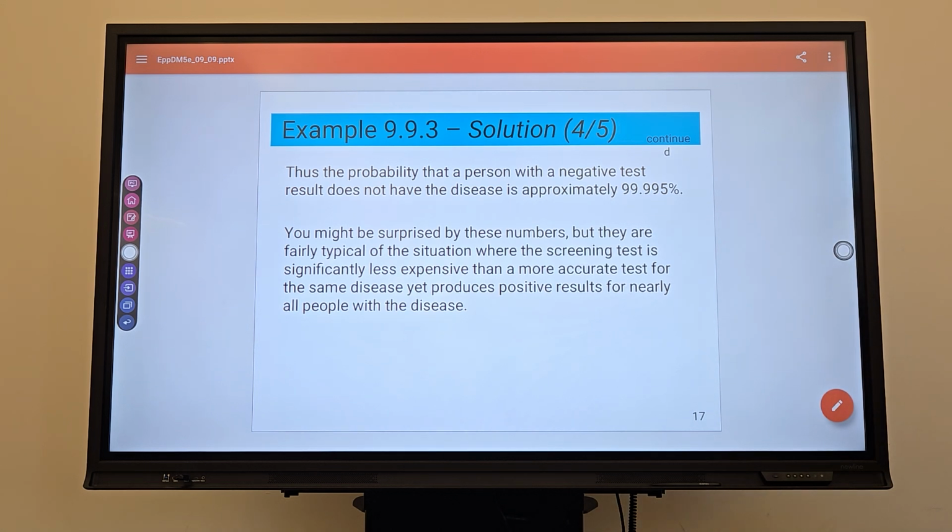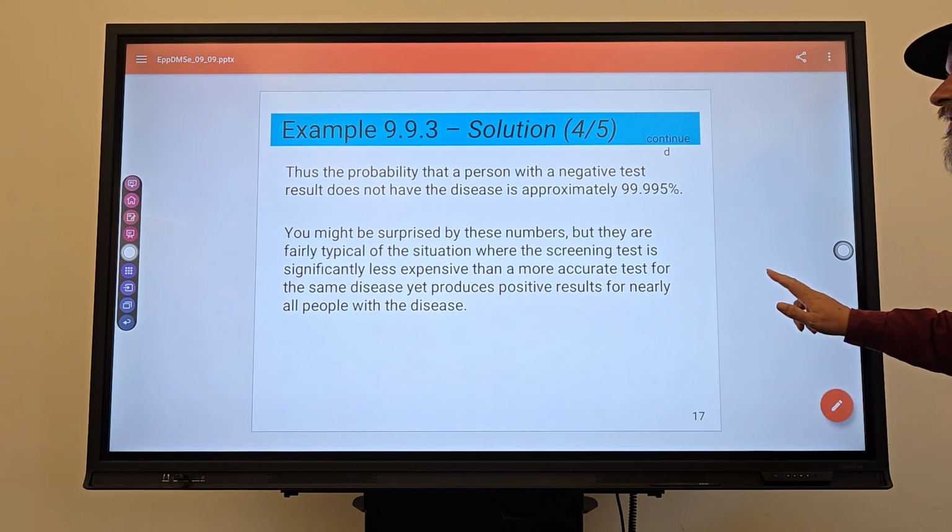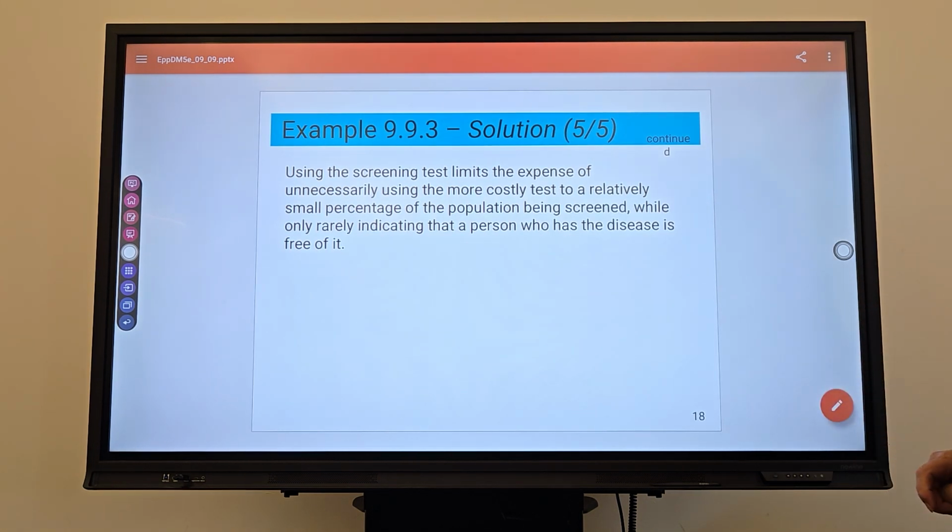You might be surprised by these numbers, but they are fairly typical of the situation where the screening test is significantly less expensive than a more accurate test for the same disease, yet produces positive results for nearly all people with the disease. Using the screening test limits the expense of unnecessarily using the more costly test to a relatively small percentage of the population being screened, while only rarely indicating that a person who actually has the disease is free of it.